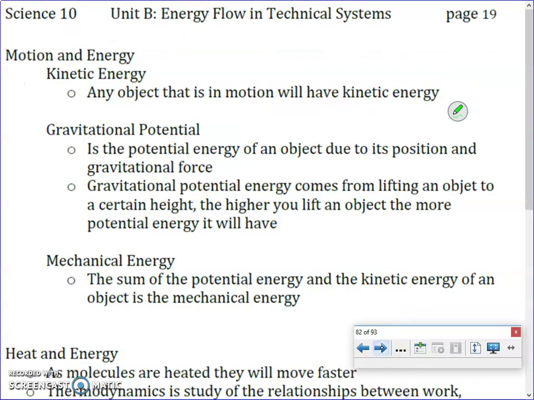All right, motion and energy. Kinetic energy. Any object that's in motion has kinetic energy. Energy of motion is what kinetic energy is all about. Let's look at gravitational potential energy. It's the potential energy of an object due to its position and gravitational force. Gravitational potential energy comes from lifting an object to a certain height. The higher you lift an object, the more potential energy it will have. And mechanical energy is the sum of potential energy and kinetic energy of an object.